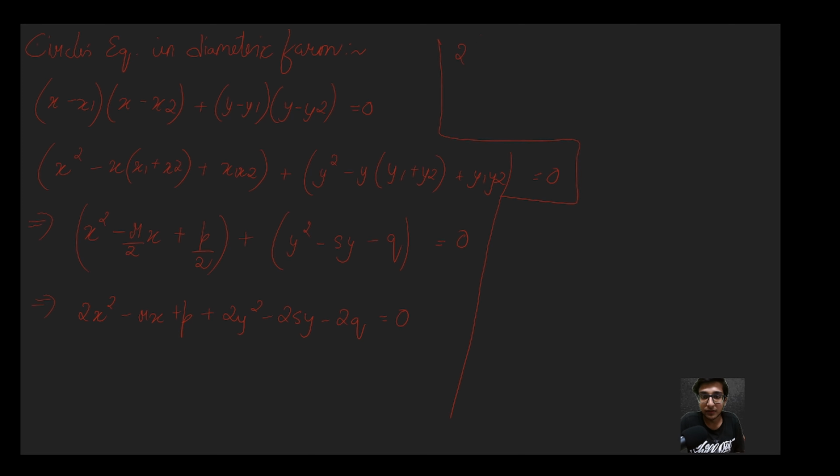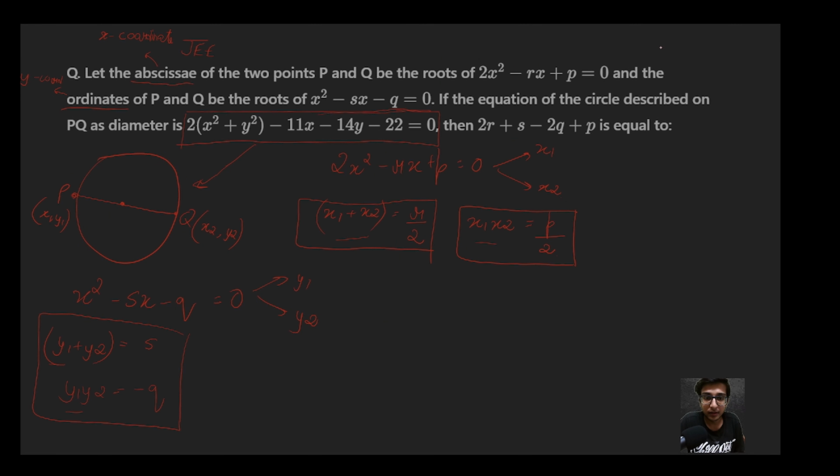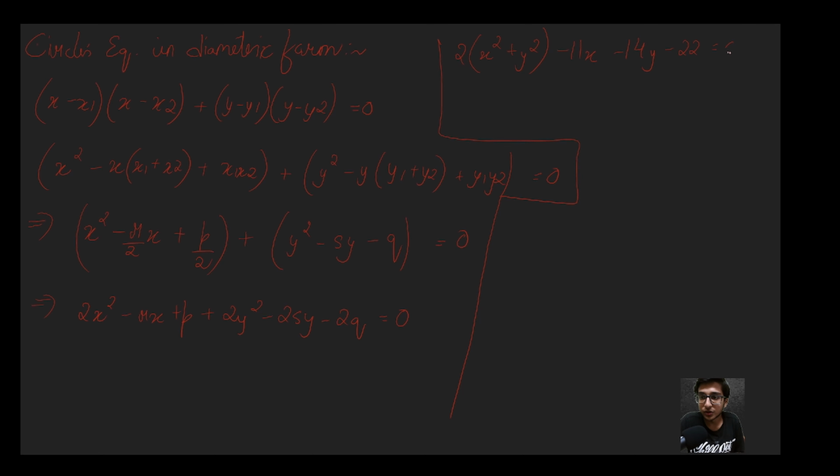They have given us 2x square plus y square minus 11x minus 14y minus 22 is equal to 0. So this is given to us in the question. So let us try to form this equation that we found out in this manner, so that we can simply compare and find out the values of r, p, s and q.